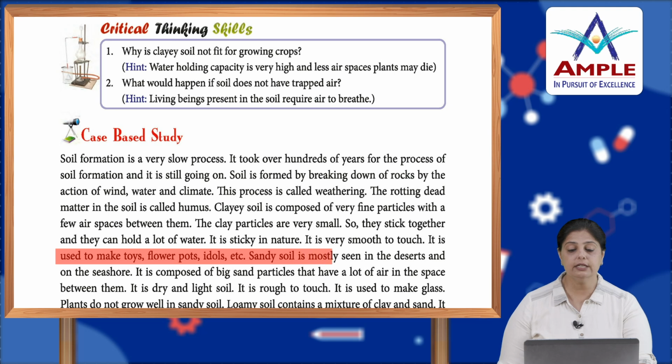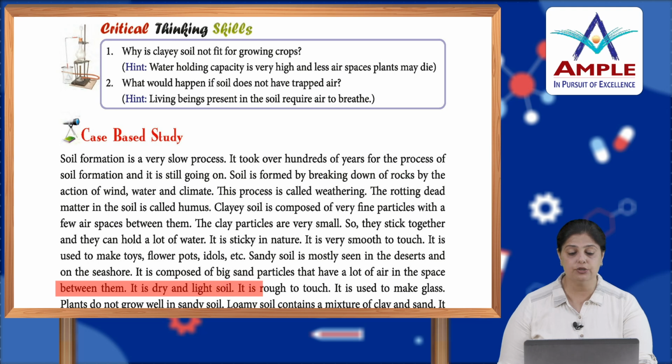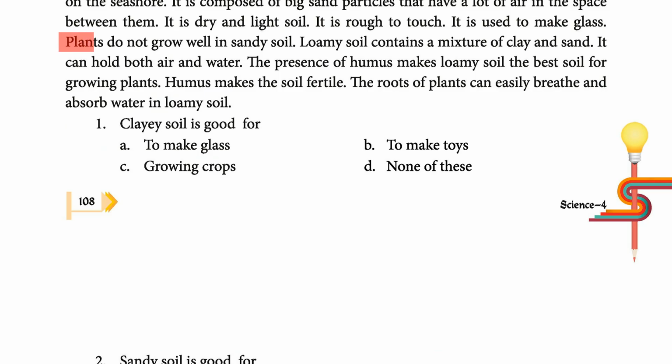Sandy soil is mostly seen in the deserts and on the seashore. It is composed of big sand particles that have a lot of air in the space between them. It is dry and it is a very light soil. It is rough to touch. It is used to make glass. Plants do not grow well in sandy soil.